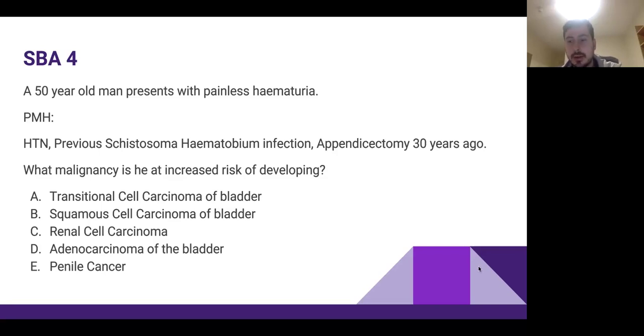Perfect. We've got three answers in the poll. So the majority of you have gone for the correct answer, and this was a question to try and catch you out. So the answer is squamous cell carcinoma of the bladder. And this is because the past medical history has given the stem of schistosomiasis.